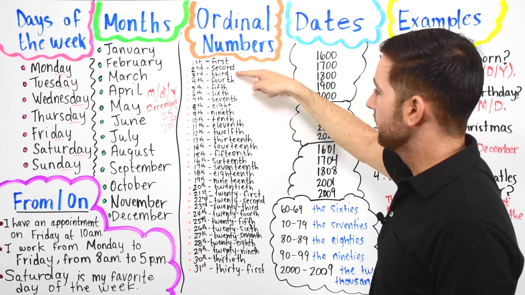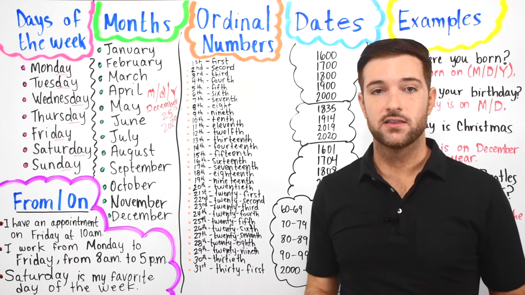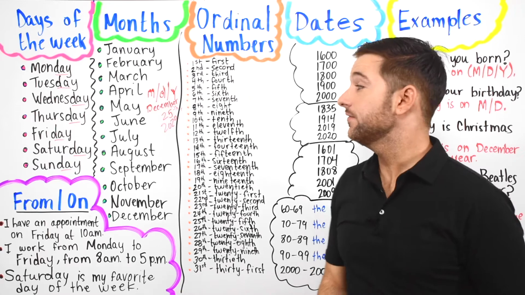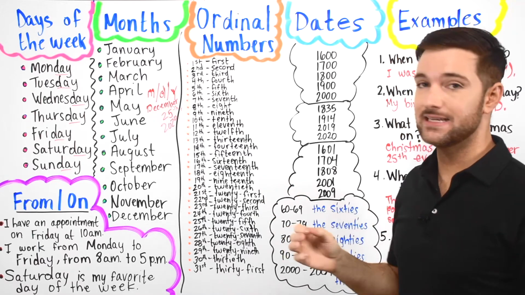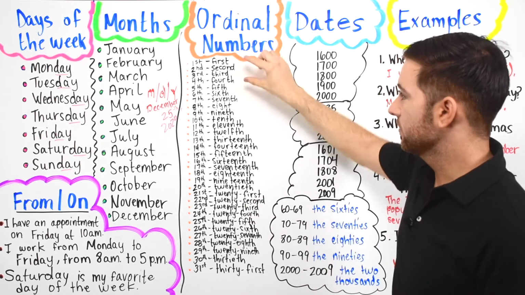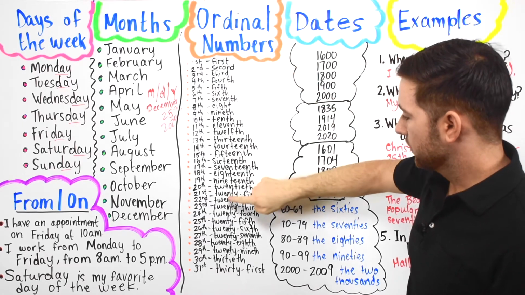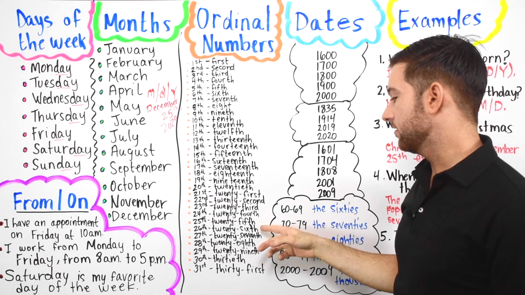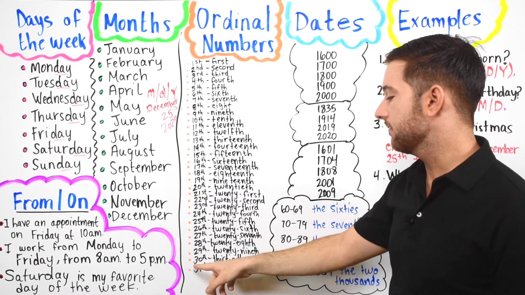First, second, third, fourth, fifth, sixth, seventh, eighth, ninth, 10th, 11th, 12th, 13th, 14th, 15th, 16th, 17th, 18th, 19th, 20th. Okay, 20th. You hear that? Ith. 21st. So you're going to take these ones up here and you bring them down. 21st, 22nd, 23rd, 24th, 25th, 26th, 27th, 28th, 29th, and then we have 30th.